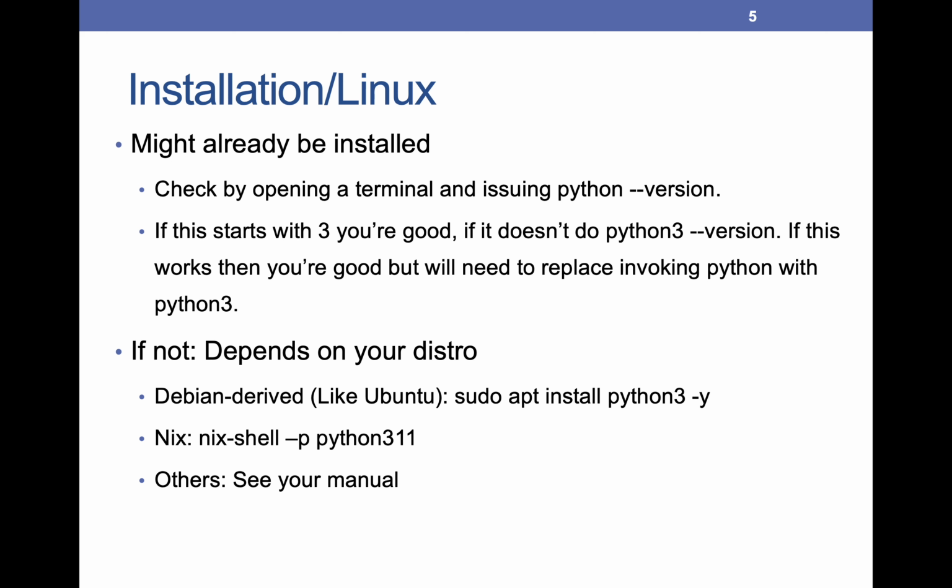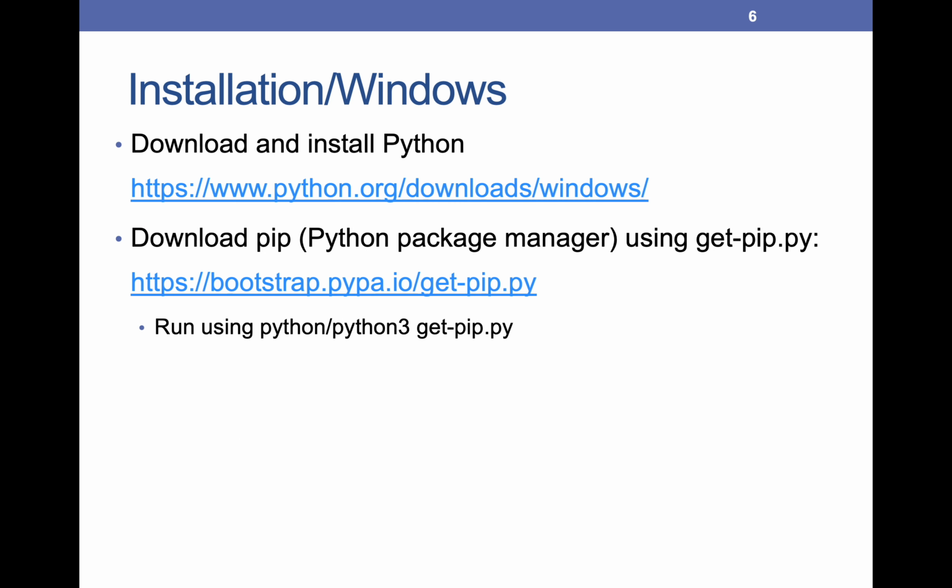If not, it depends on your distro. If you're Debian derived, something like Ubuntu, you can say sudo apt install python3 -y. If you know how to use Nix, the package is nixpkgs.python311, so you can invoke a Nix shell like this. Others, you're going to have to see your manual. So if you're on Arch Linux, or Gentoo, or some other distribution that people don't use all the time, you should go and consult your specific manual.